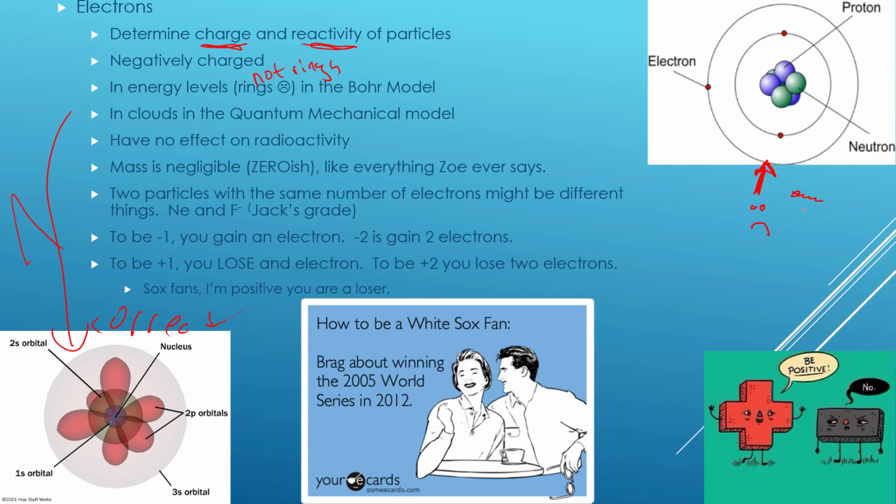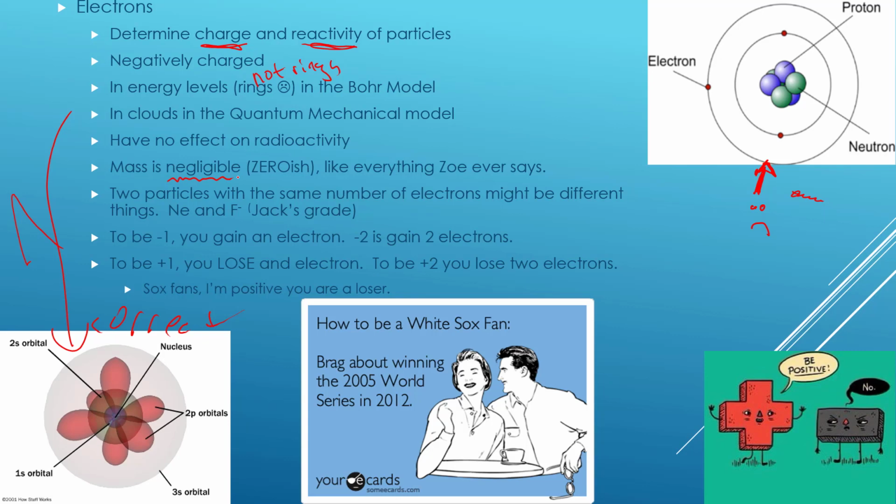Electrons have no effect on radioactivity. Their mass is negligible, which means it's so small it doesn't matter. If you think of Steve talking in class all the time, when Steve talks, no one really pays attention to what Steve says. It's not that important, but he does talk. It's just not important, so it's negligible.